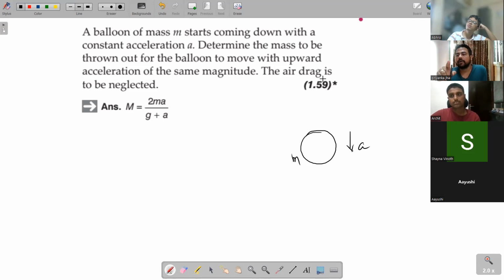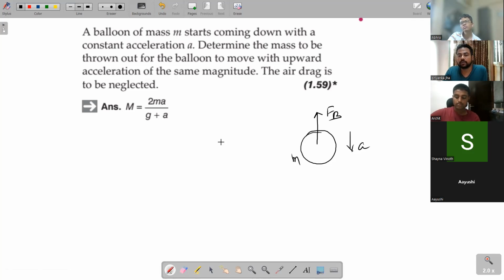Now you see, on the balloon, air will apply a buoyancy force. Just remember this: air will apply one buoyancy force, and buoyancy force always acts vertically up. This is the buoyancy force that air will apply on this balloon. You can ask, sir, this balloon is coming down, then what is the need to apply this buoyancy force?